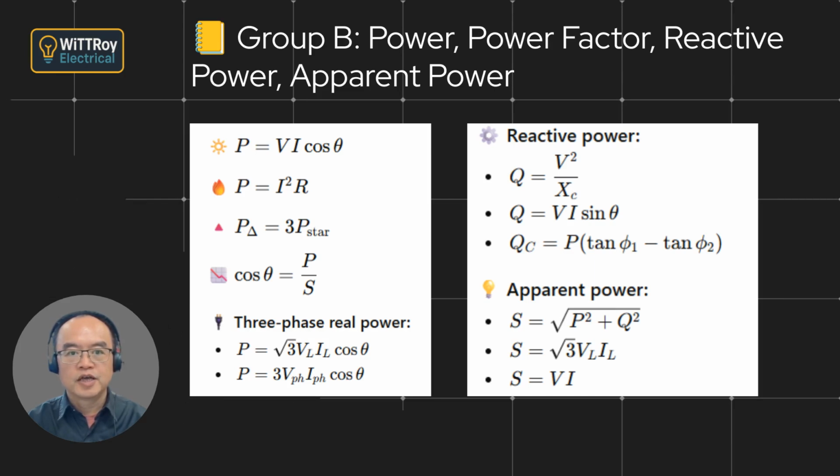IL is line current in amps. Cos theta is power factor. Repeat, P equals root 3 VL IL cos theta. Now we go to the next formula. The formula is P equals 3 VPH IPH cos theta.